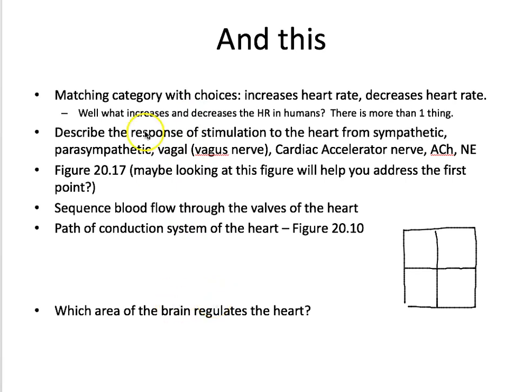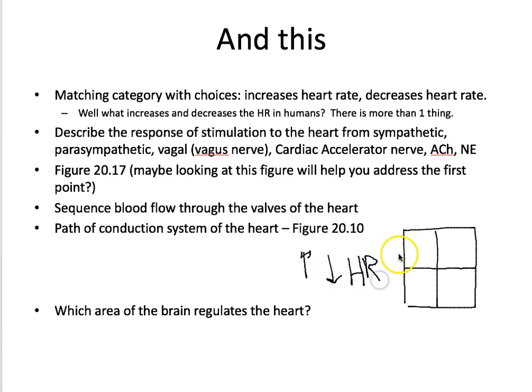So the first part is going to be matching categories with choices that increase or decrease heart rate. Well, what increases and decreases heart rate in humans? There's more than one thing. But notice right down here, look at this. Describe the stimulation of the heart by sympathetic, parasympathetic, vagus, or cardiac accelerator nerves, as well as the neurotransmitters that they use. Remember, I've put this on the board for you before. Think about the way I've drawn it for you in the past, what increases or decreases heart rate.